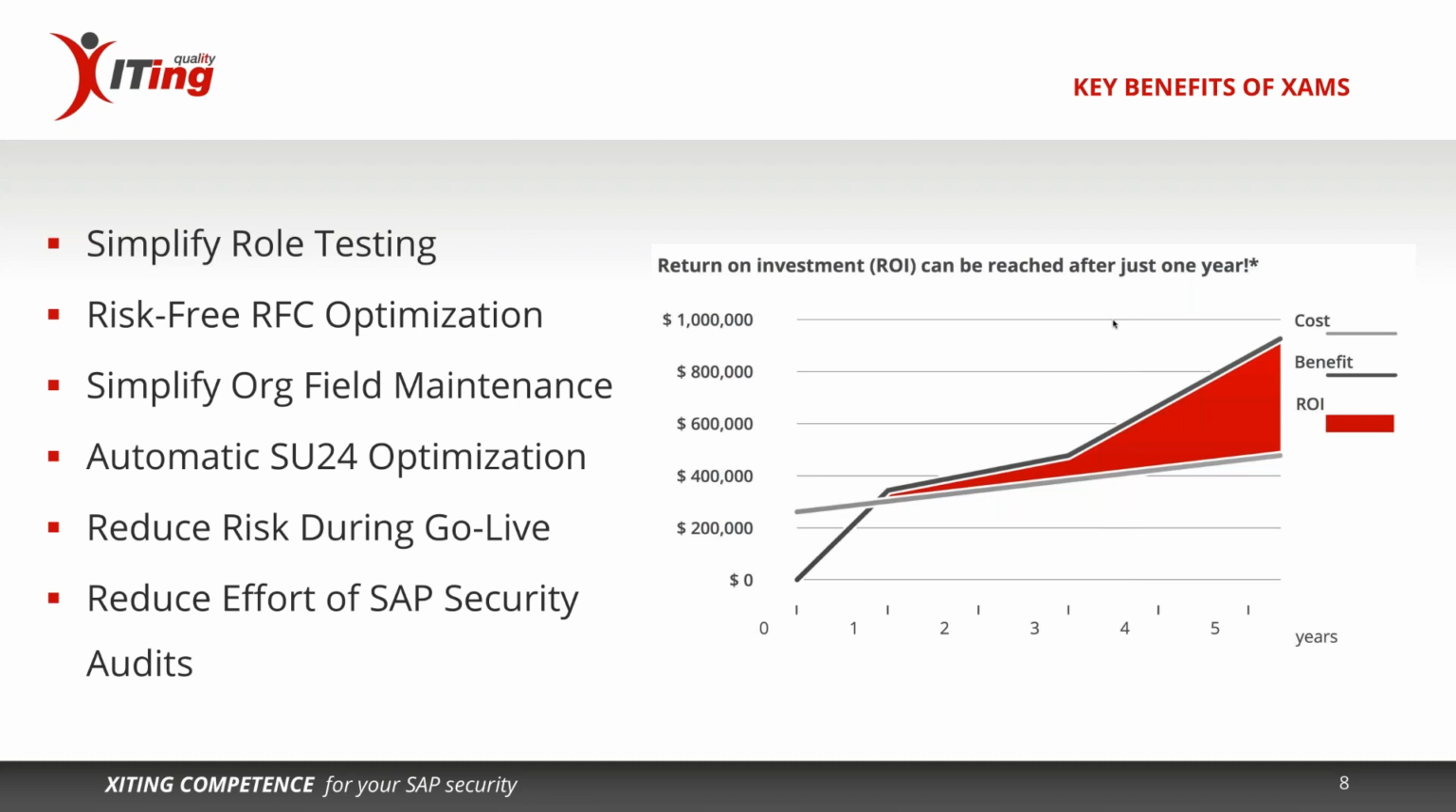We can help you to automatically optimize your SU24 to make sure you have a solid proposal that really helps when you create new roles and prevents you or reduces the risk of adding manual authorizations. We can reduce the risk during go live, so you don't have those war room scenarios I've mentioned before. And we reduce the risk of SAP security audits. So that's in a nutshell what the XAMS does.